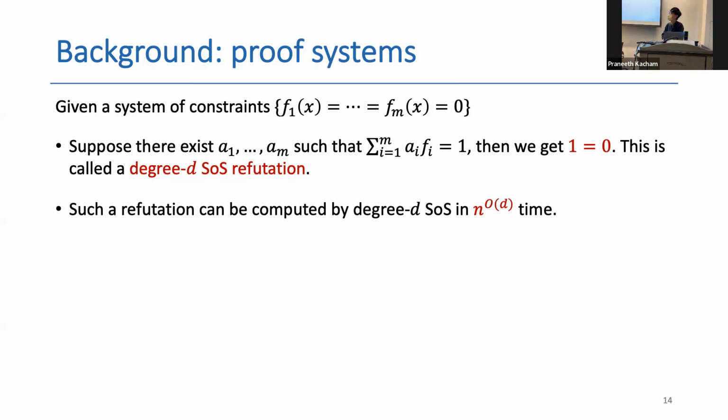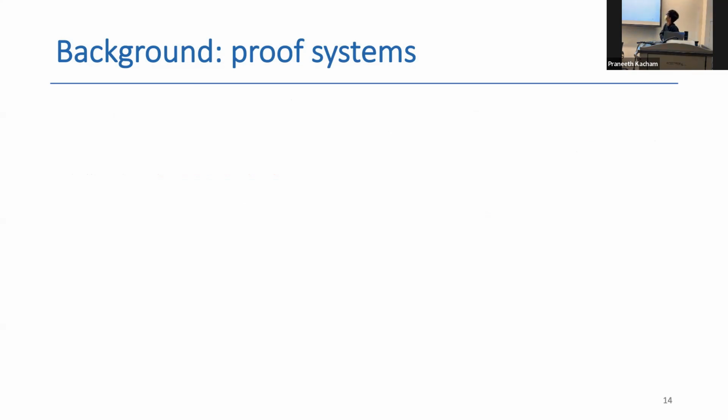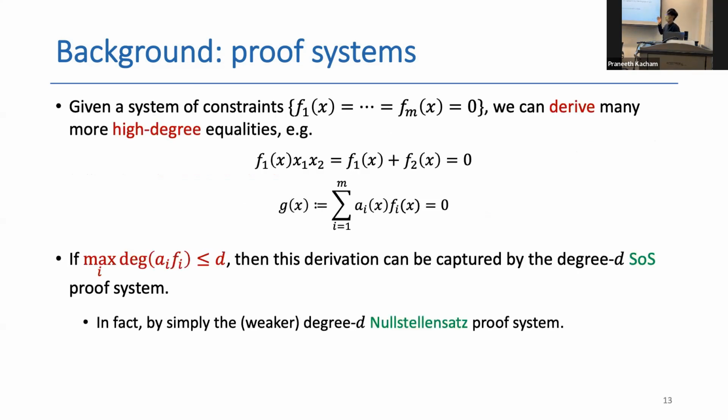Just to confirm, are you defining degree d SOS refutation, or are you claiming that this is the SOS? I'm claiming this is an SOS refutation, and these are the derivation rules, and these rules are actually captured by the strictly weaker Nullstellensatz. Sure. So why do you need SOS? You have equalities, not inequalities. Exactly, so that's why it's actually captured by Nullstellensatz. We don't actually add any square polynomials here. You can think of it as weaker than SOS. Yes.